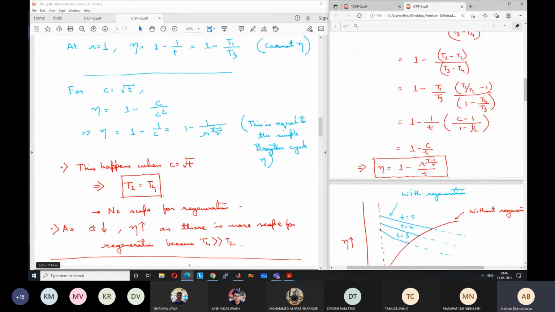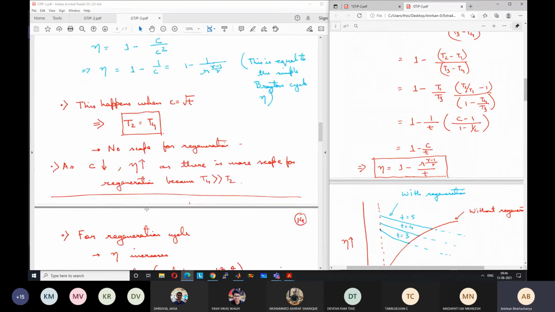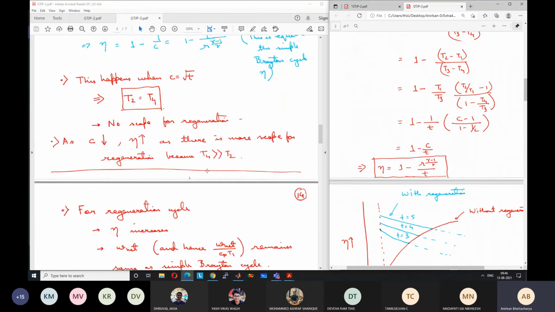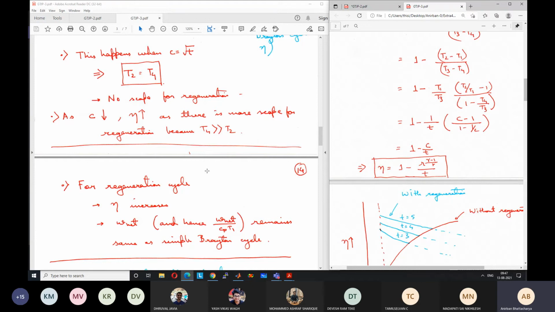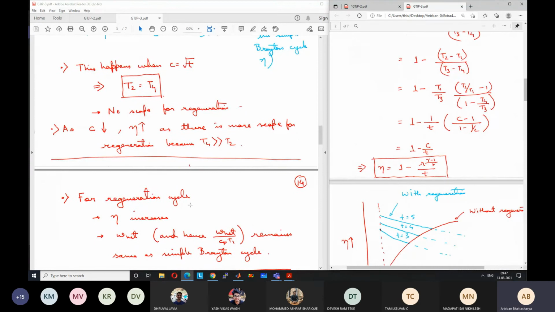Whenever C is lower, which means R is reduced, efficiency increases as there is more scope for regeneration because T4 is greater than T2. All this we have discussed. This is just a summarization. So for the regeneration cycle, to summarize, efficiency increases up to a certain value for lower values of R, but the net specific work output remains the same as the simple Brayton cycle. Any questions?